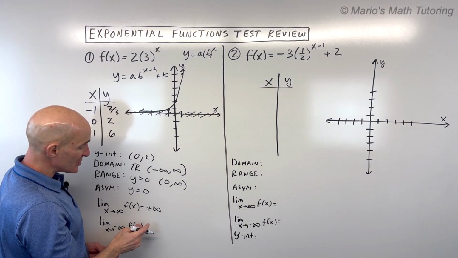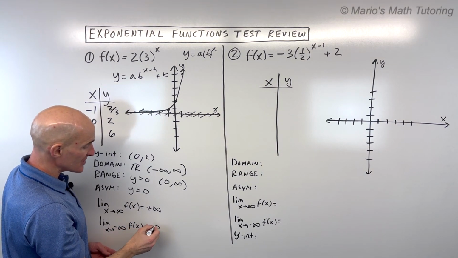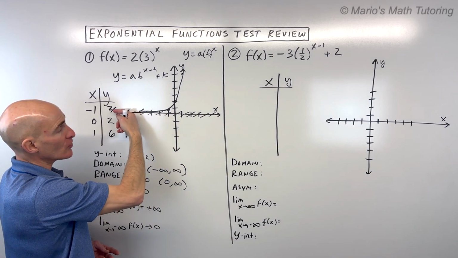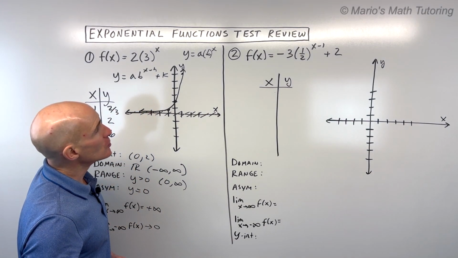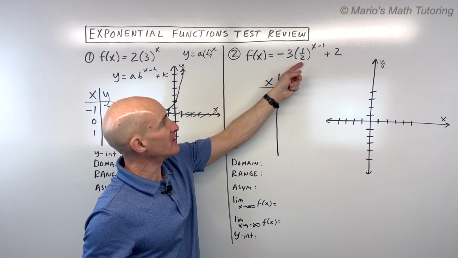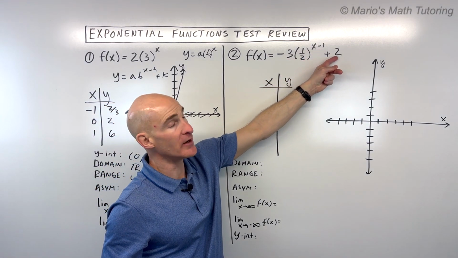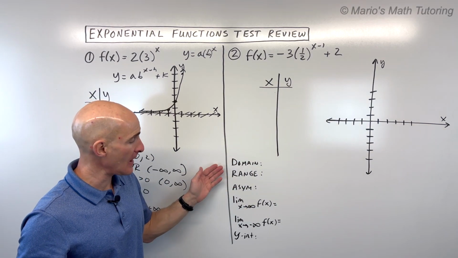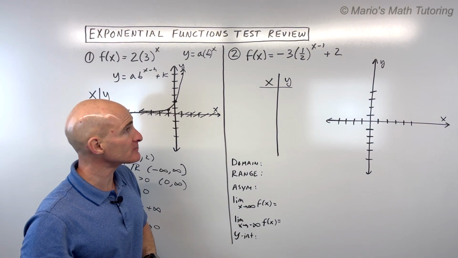It doesn't actually reach 0, but you could say that it's approaching 0 as you go to the left. Now for number 2, we've got a little bit more going on here. We've got f of x equals -3 times 1/2 to the x minus 1 plus 2. So how would you graph that? And can you answer these questions?